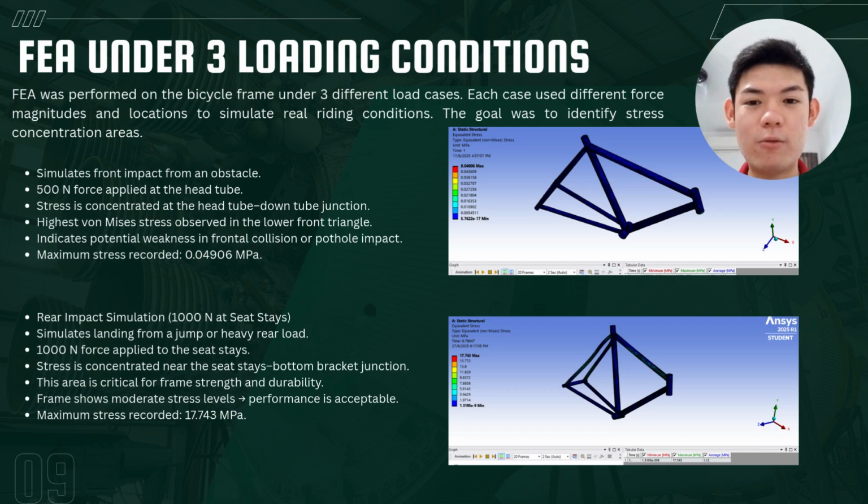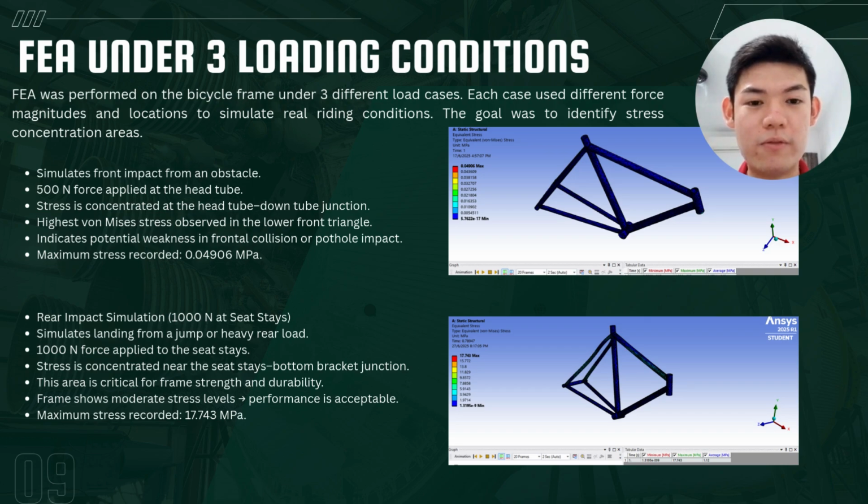So now I am presenting the FEA under three different loading conditions. The FEA was performed on the bicycle frame under three different load cases. Each case uses different force magnitude and location to simulate real riding conditions. The goal was to identify stress concentration areas.